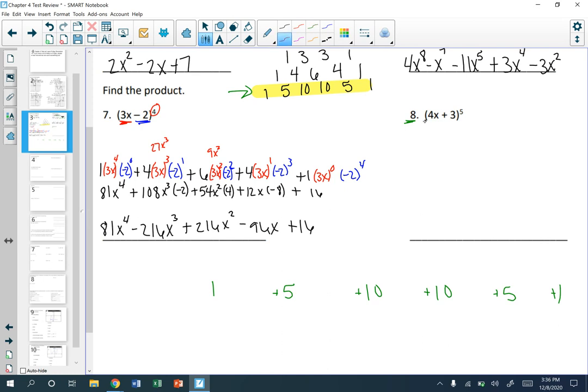Now, notice my a term is 4x, so I'm going to do the same thing: 4x to the 5th, 4x to the 4th, and then remember this is going down by 1 each time. Now I'm looking at the plus 3, so I get 3 to the 0, and this is going up by 1 each time.